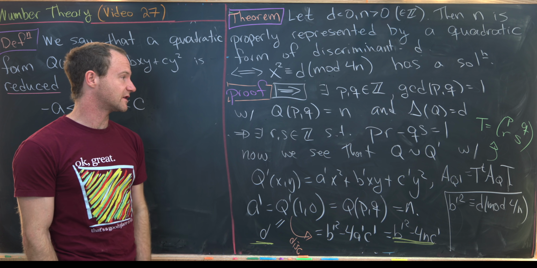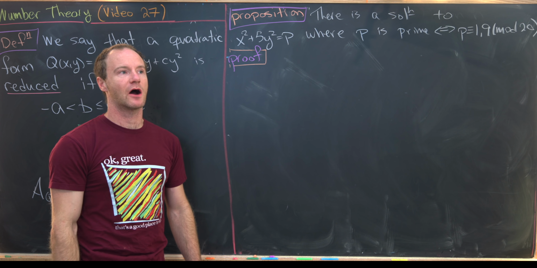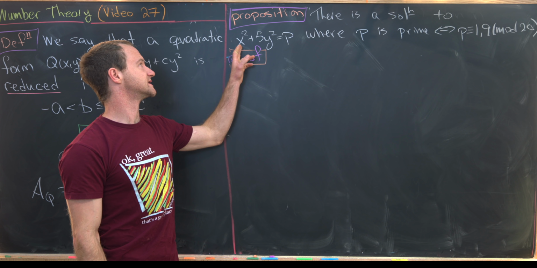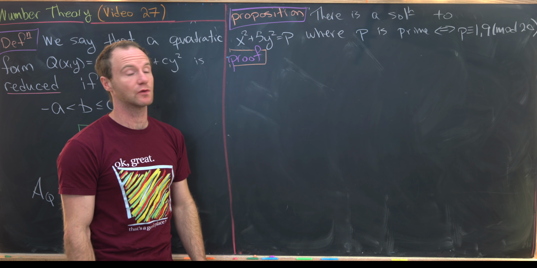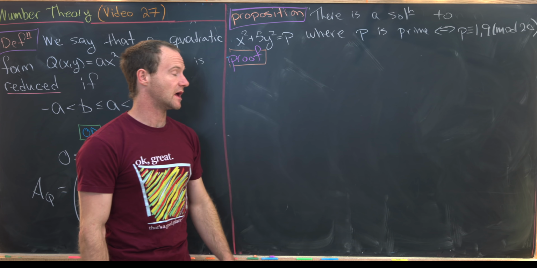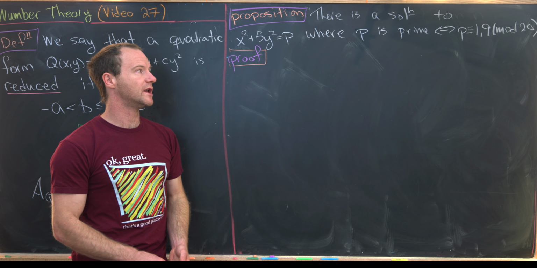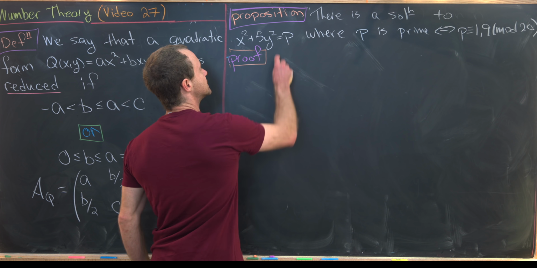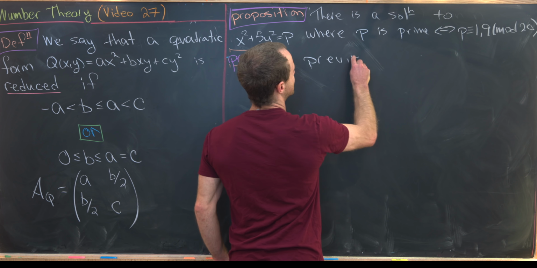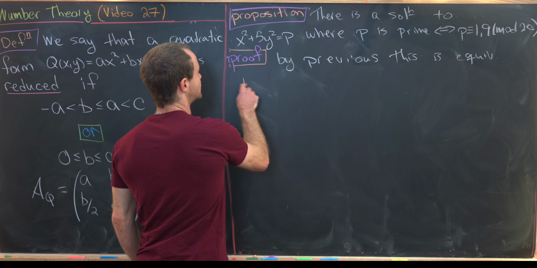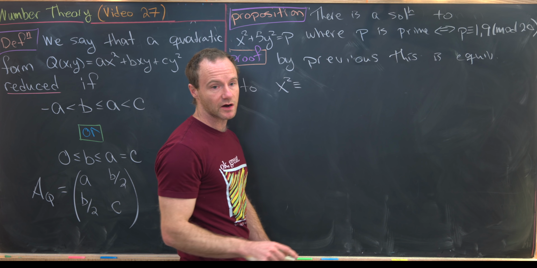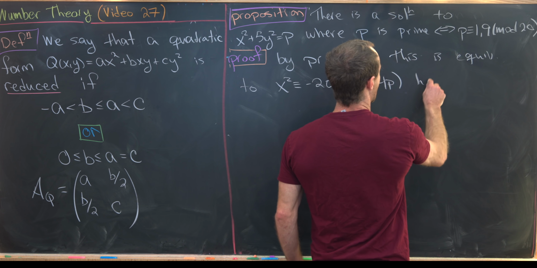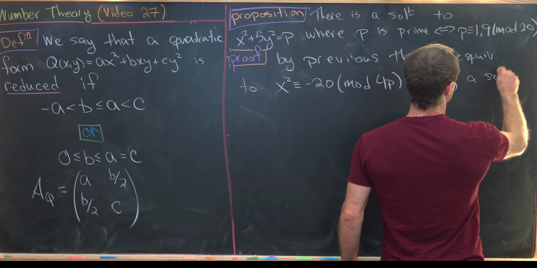Okay, now that we've proven this big theorem, let's see an example. Now we're going to see the power of that previous theorem. And so we're going to show that there is a solution to the quadratic congruence x squared plus 5y squared equals p, where p is prime, if and only if p is congruent to 1 or 9 mod 20. Okay, so let's look at the proof. By the previous theorem, the one that we just got done proving, this is equivalent to the congruence x squared congruent to negative 20 mod 4p having a solution.